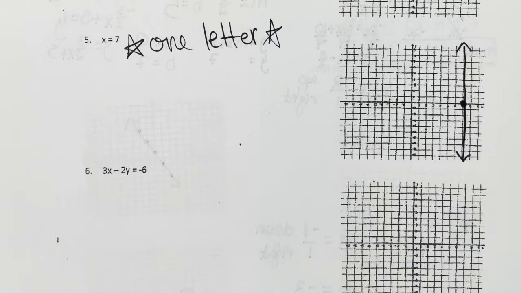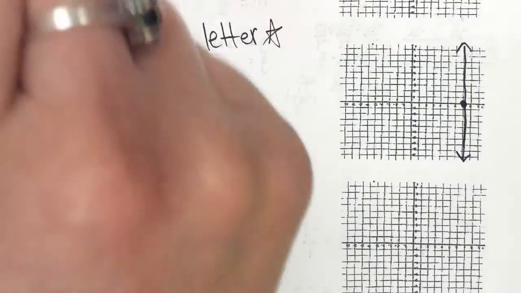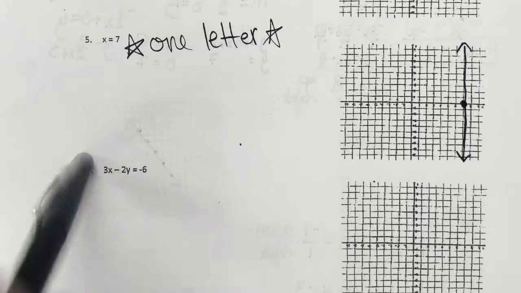Y'all okay? All right, find somebody to work with. Find somebody to work with, and we're going to finish this out. We're going to do 3, 4, and 6. 3, 4, and 6, okay?